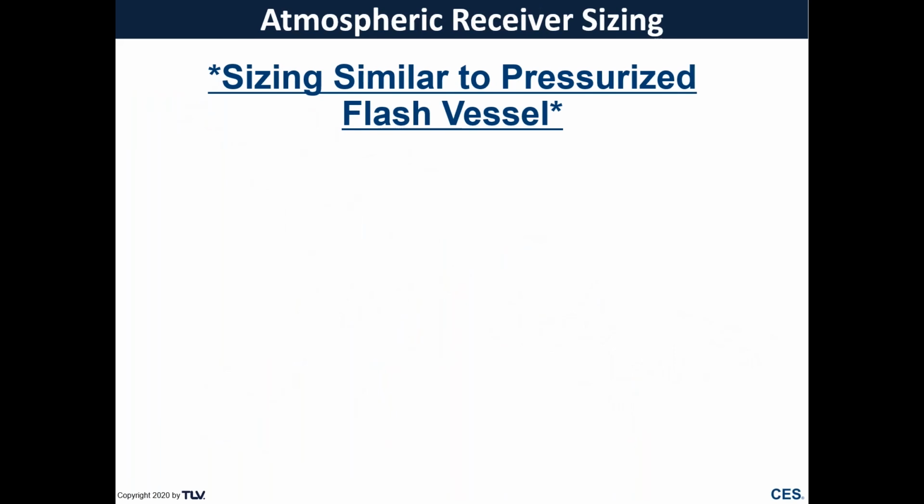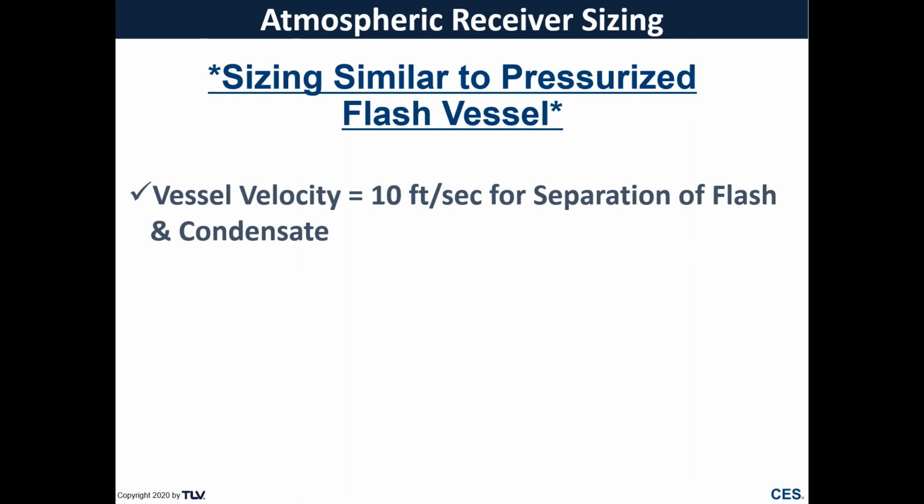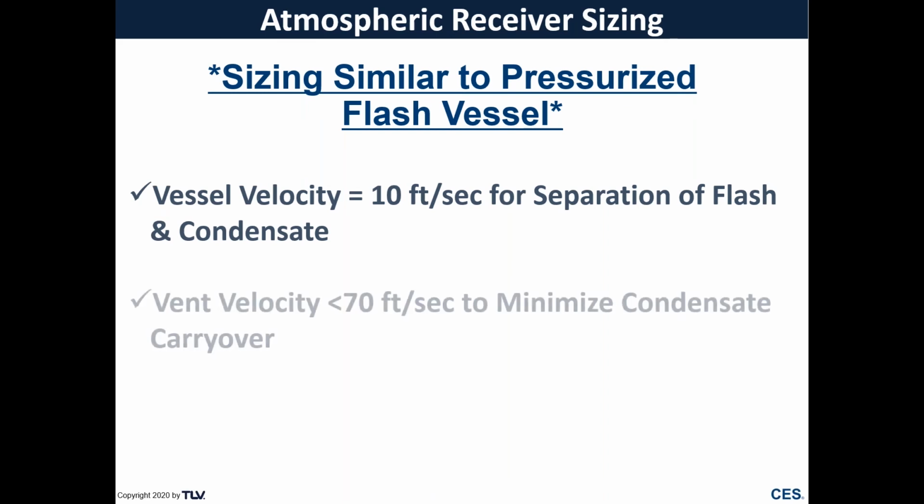A quick look at sizing for atmospheric receivers, and it's actually very similar to sizing of a pressurized flash vessel. Really, the goals are the same. Goals being to slow the velocity enough to separate the flash steam from the condensate. So same velocity goal, 10 feet per second, allows us to separate those flows.